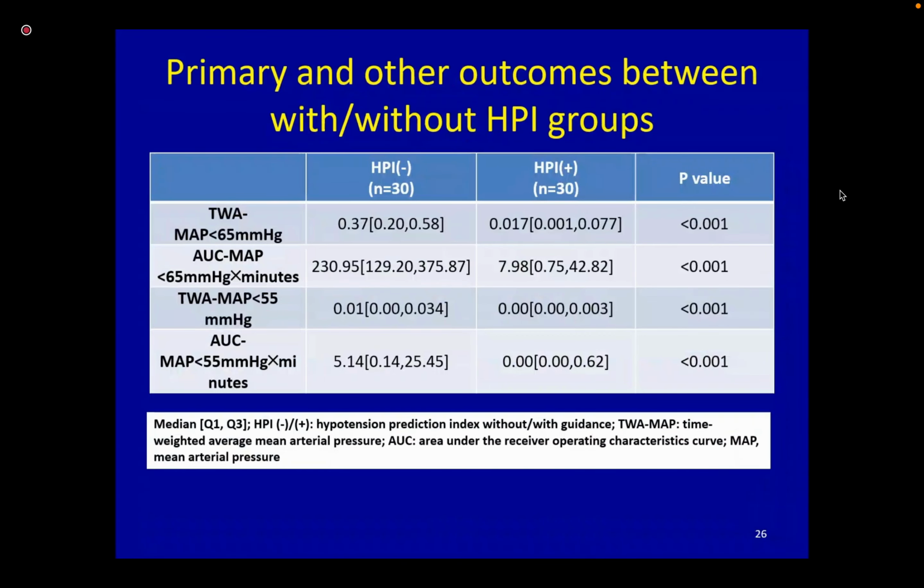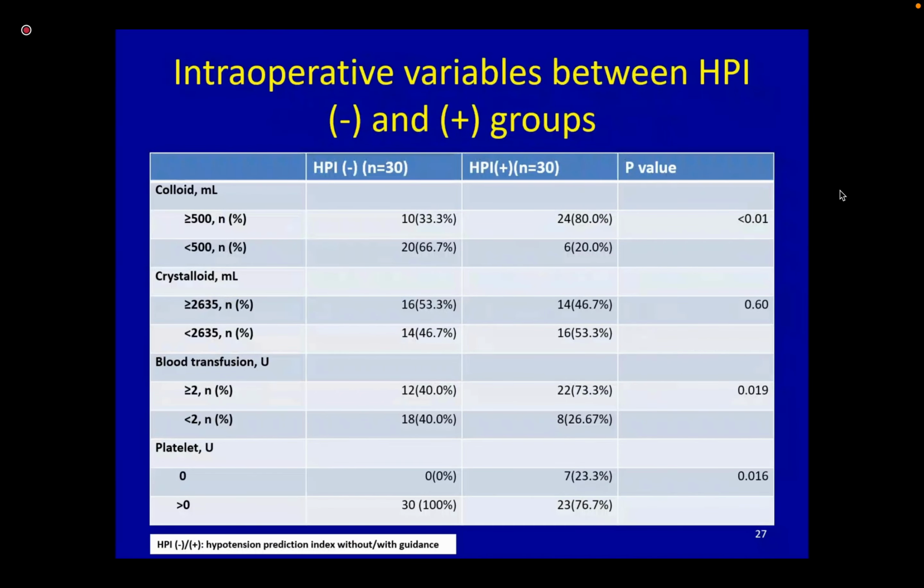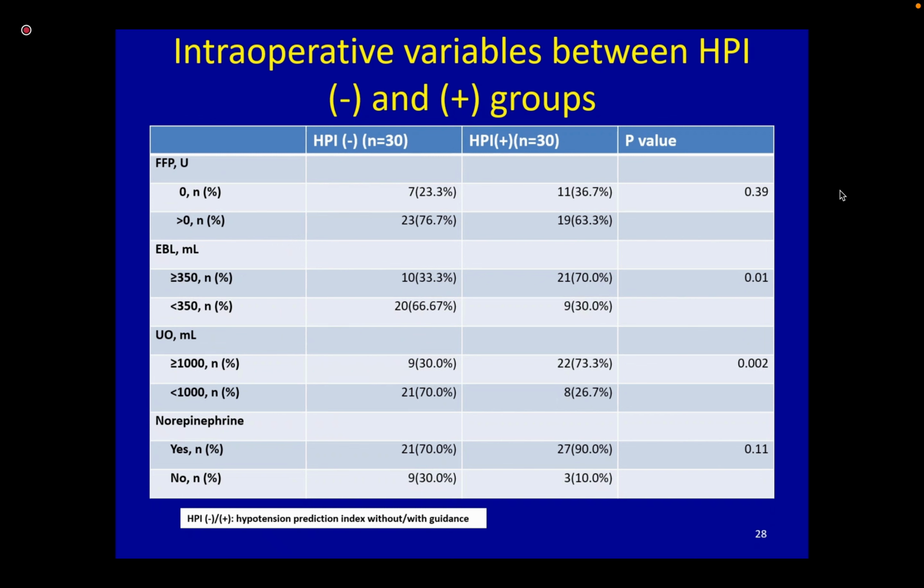The time-weighted average mean arterial pressure lower than 65 millimeters of mercury in the HPI guidance group is significantly lower than in the standard of care group. The following three tables present the intraoperative factors in comparison of the HPI and standard of care groups. Colloid of 500 milliliters or more, RBC transfusion of 2 units or more, platelet transfusion, estimated blood loss of 350 milliliters or more, and urine output of 1000 milliliters or more presented significant differences between both groups.